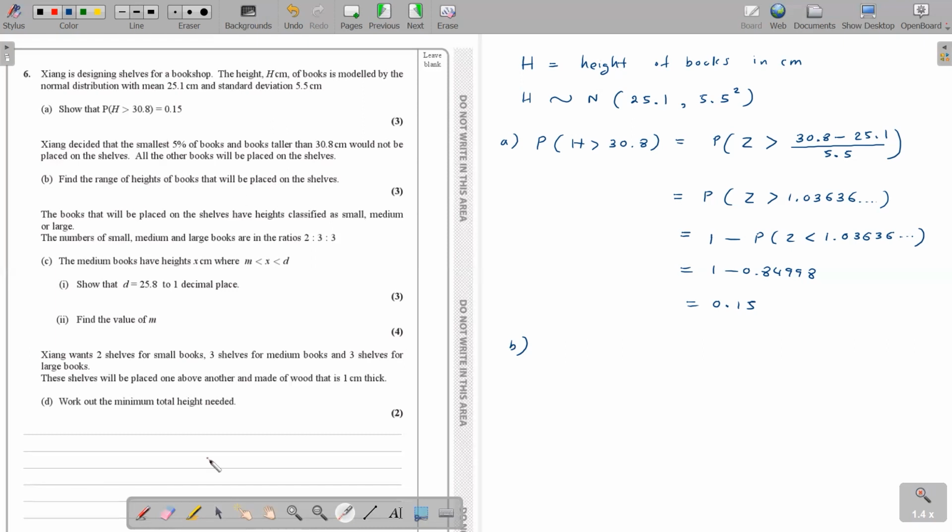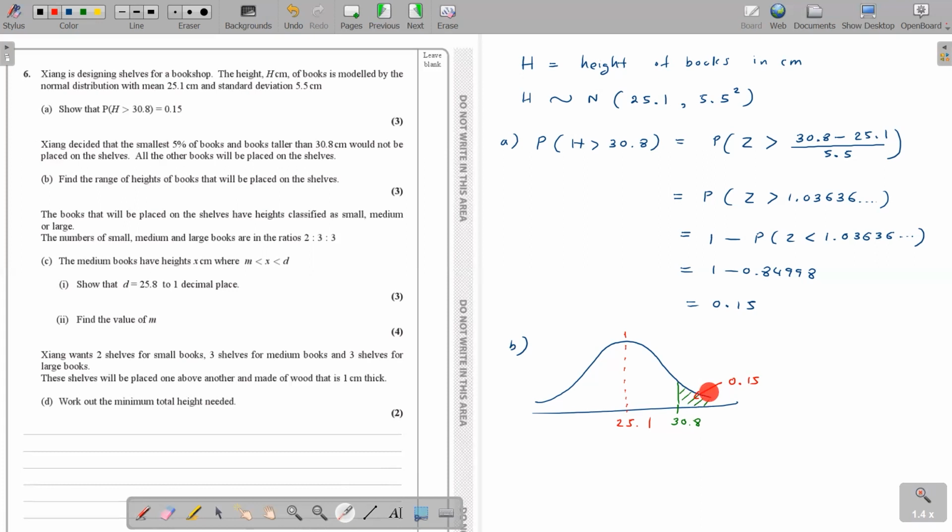So what books are placed on the shelves? When you take the normal distribution, you can see H greater than 30.8. The mean here is 25.1, right? So this is the mean. 30.8 is somewhere over here. So the books which are above 30.8, this probability is 0.15. So these books are not going to be placed on the shelves. Do you see? This 15% of the books will not be placed on the shelf.